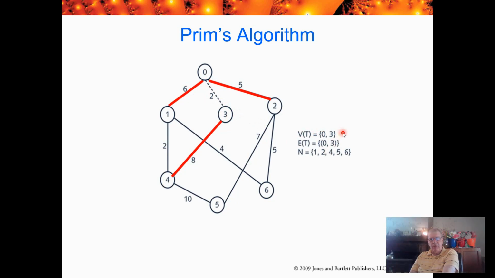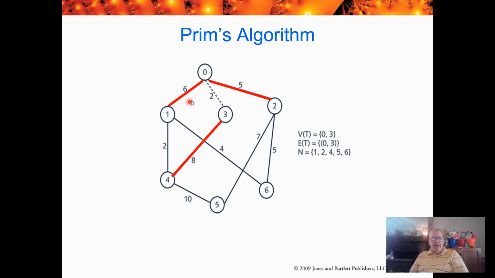Here's a notation for it. You may want to use this in your graph algorithm, in your graph lab. V of t are the node numbers, in this case numbers that are included in the tree, and the edge (0, 3) surrounded by parentheses is the edge that goes from 0 to 3 or 3 to 0.